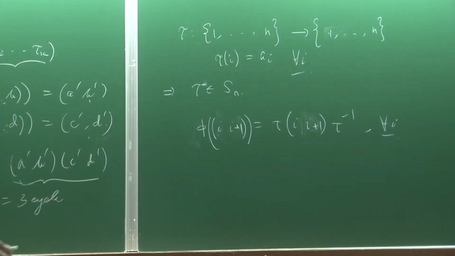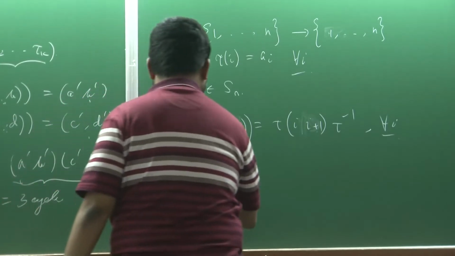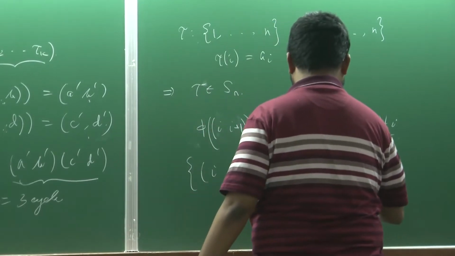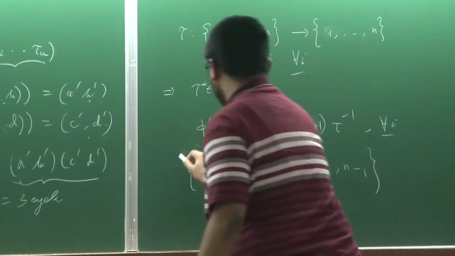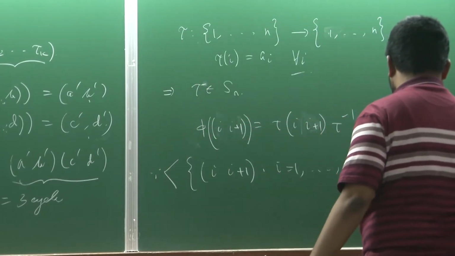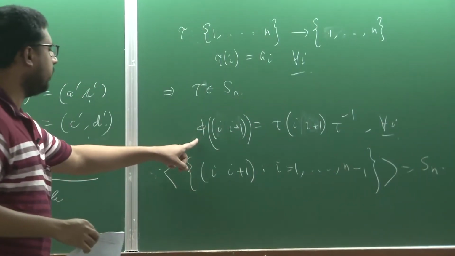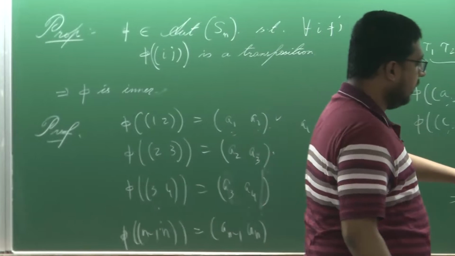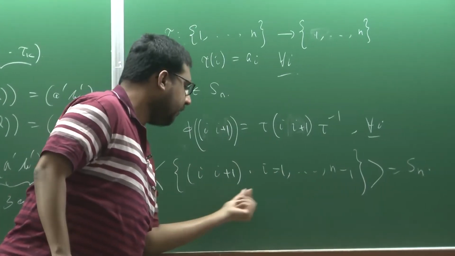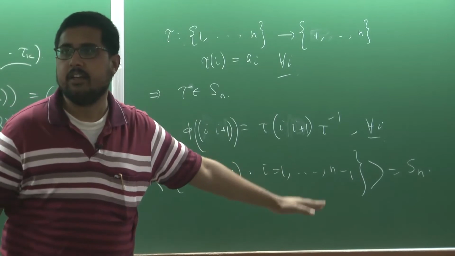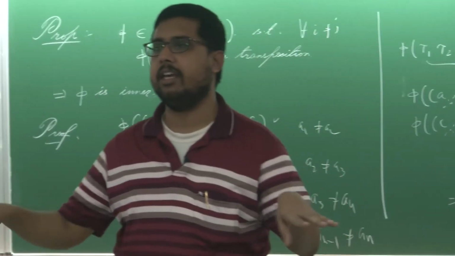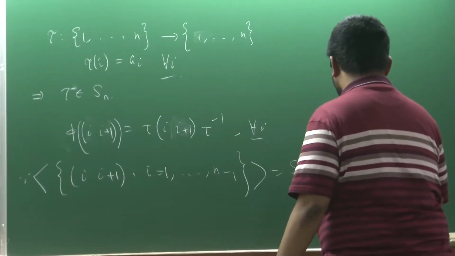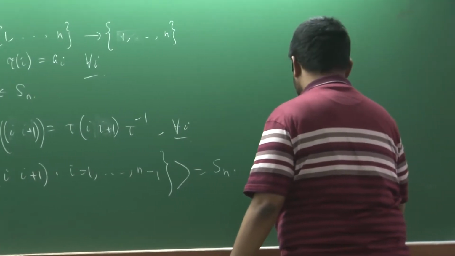Now, the conclusion is immediate, because this set generates. So, what we have obtained here is that this inner automorphism by tau and this phi agree at every point of the generating set. We have two homomorphisms which agree at every point of a generating set. Therefore, this forces phi to be the inner automorphism by tau.